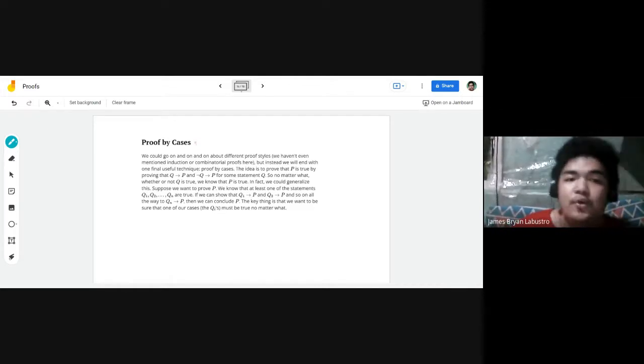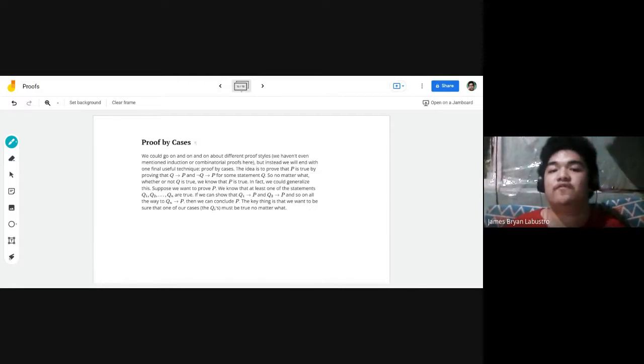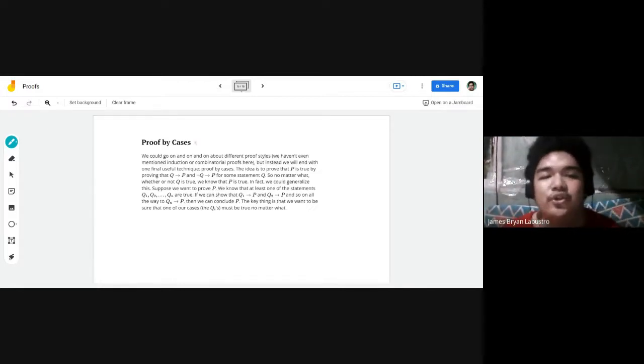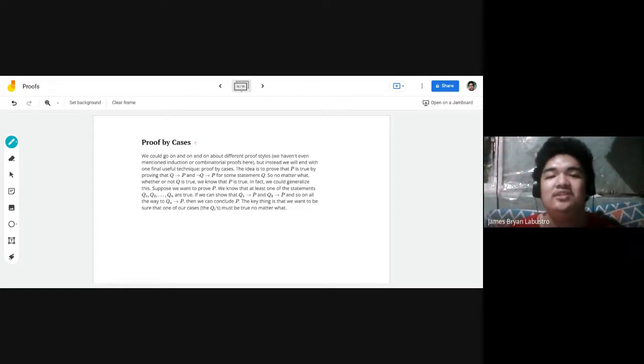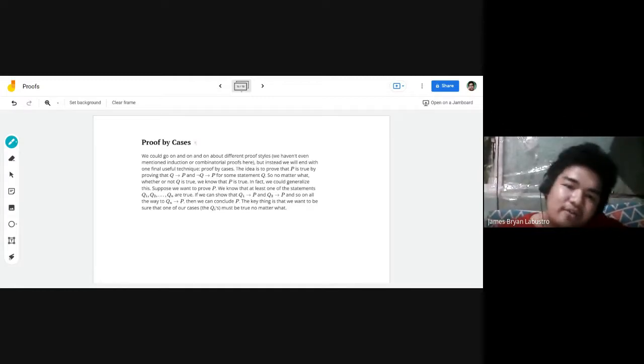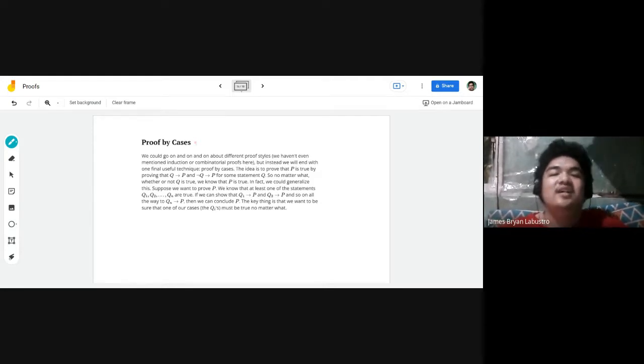So we could go on and on about different proof styles. We haven't even mentioned induction or combinatorial proofs. Combinatorial proofs, okay? But instead, we will end with one final useful technique, which is probably proof by cases.